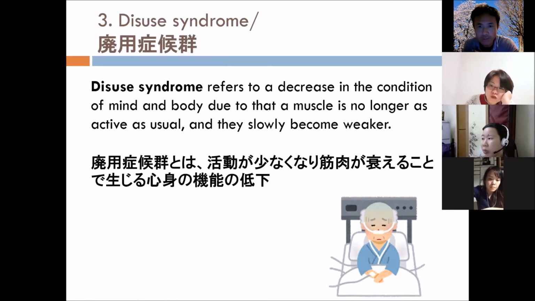Kano-san, you are an occupational therapist, right? One of the purposes of the occupational therapist is to prevent disuse syndrome. Am I correct? By providing activities. Yes, for example, Japanese radio calisthenics and aerobike. Basically training, so to prevent disuse syndrome.